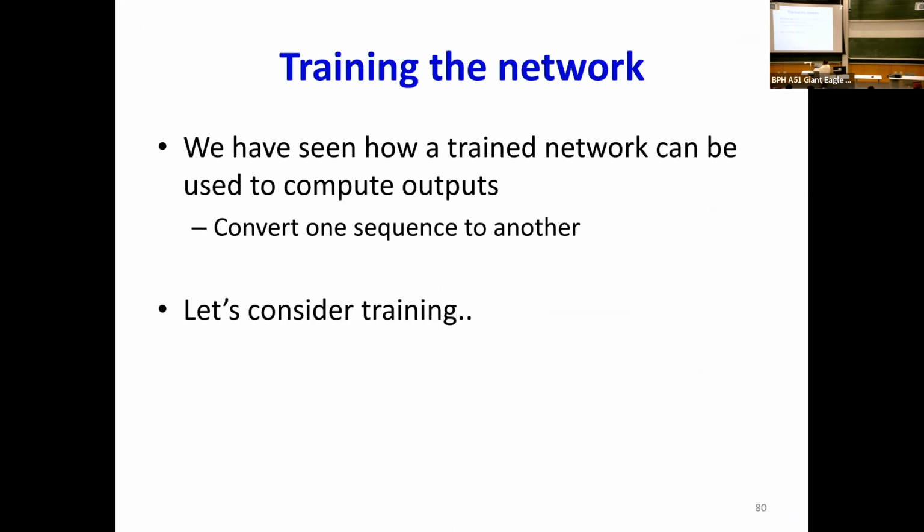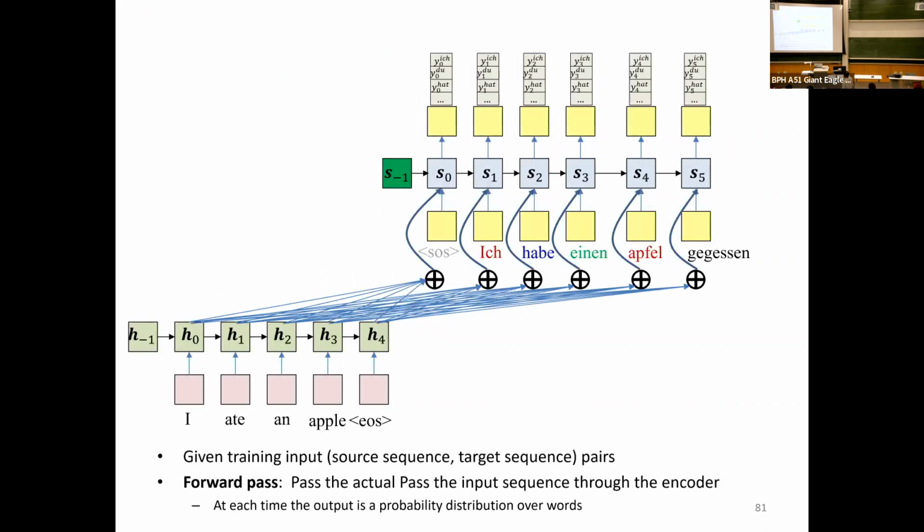So we've seen how a trained network can be used to compute the outputs. You convert one sequence to another. But now let's consider the other flip side of the problem, which is training. So now, here's how you would do this. During training, you're going to be given an input and a target output, right? That's standard. There are 2 different ways of doing this.